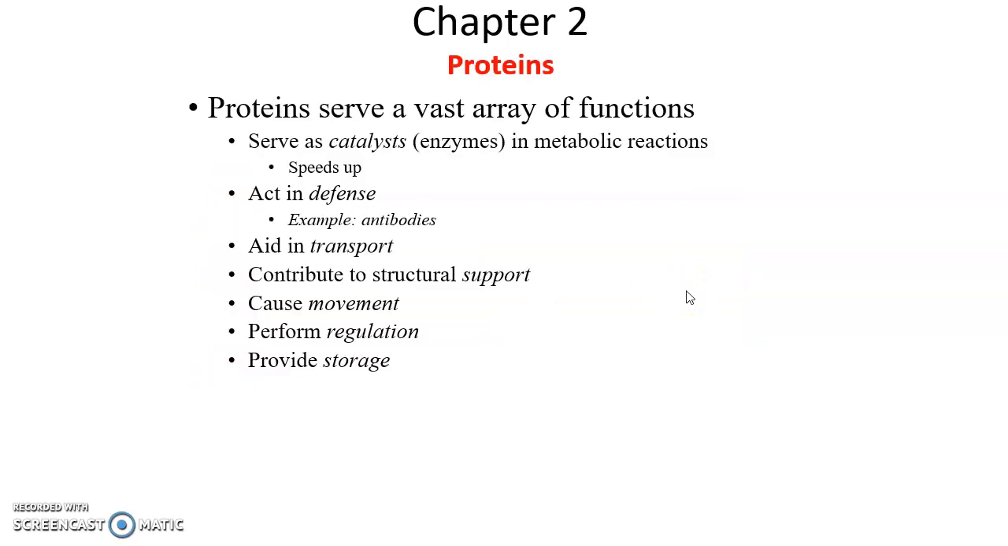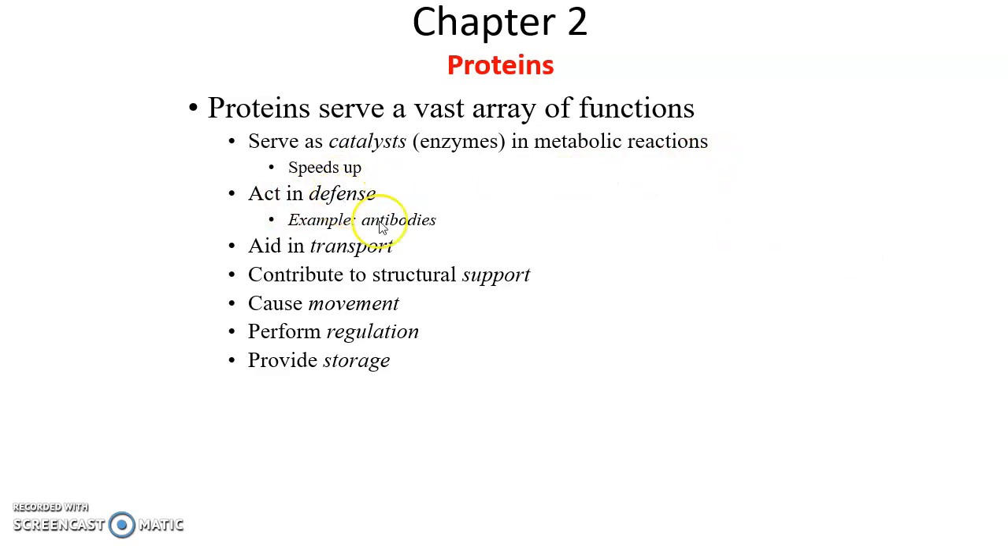Proteins. Proteins are the most functionally important macromolecule in cells and in our bodies. They do a huge range of functions. They act as enzymes, which catalyze chemical reactions. So enzymes speed up chemical reactions so they occur fast enough to be relevant for our cells.